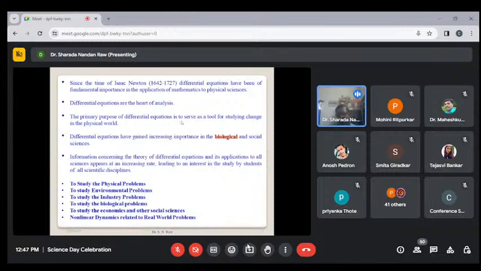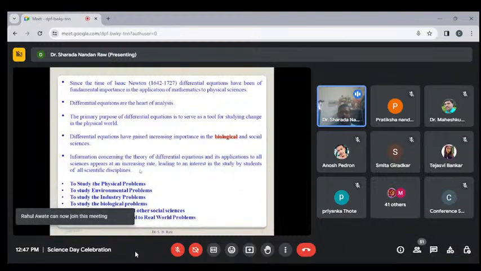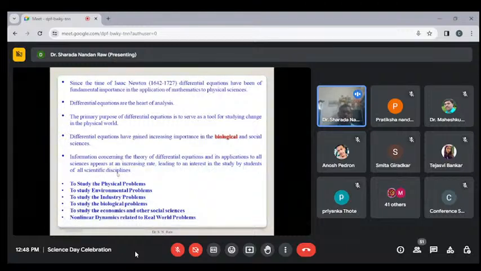The primary purpose of differential equations is to serve as a tool for studying change in the physical world. Differential equations have gained increasing importance in biology and social science. Important information concerning the theory of differential equations and its application to all sciences is appearing at an increasing rate, leading to an interest in the study of students of all scientific disciplines.